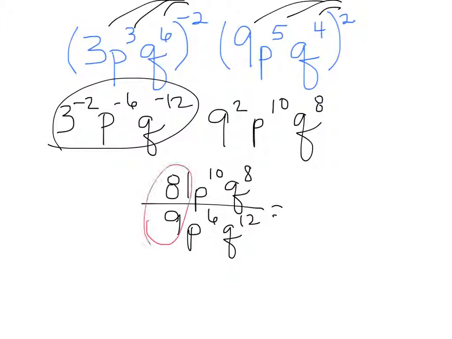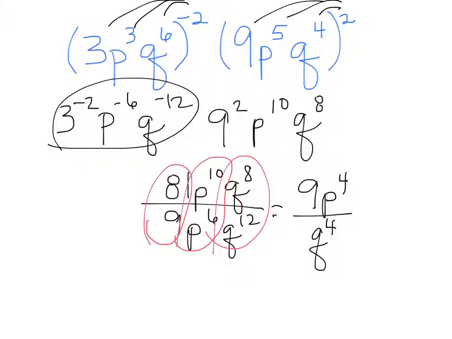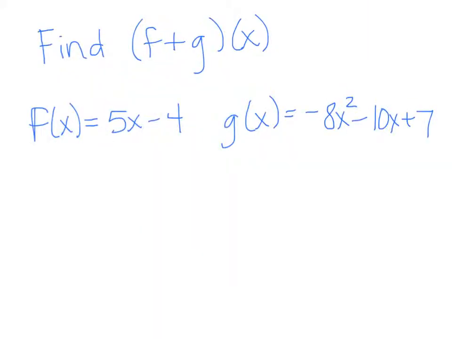So numbers with numbers, 81 divided by 9 is 9, p's with p's, p10 divided by p6, we've got 4 extra p's in the top, and then q8 over q12, we've actually got 4 extra q's in the bottom, and that's your answer. So this is function notation again, and I get 2 things from the problem.